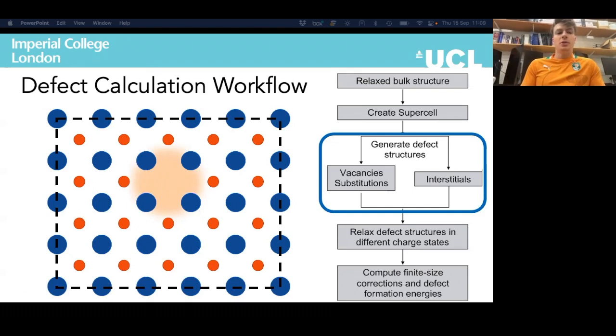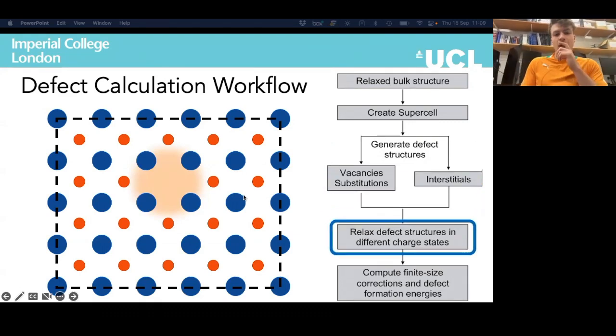For anti-sites, what we do is we place one of these red atoms on a blue atom site, or vice versa. Or for interstitials, we'd start placing atoms in high symmetry sites in between the atoms, or in the interstices of the material. So we then allow the structure to relax using DFT, most likely, or some other computational method, which gives us our final defect structure.